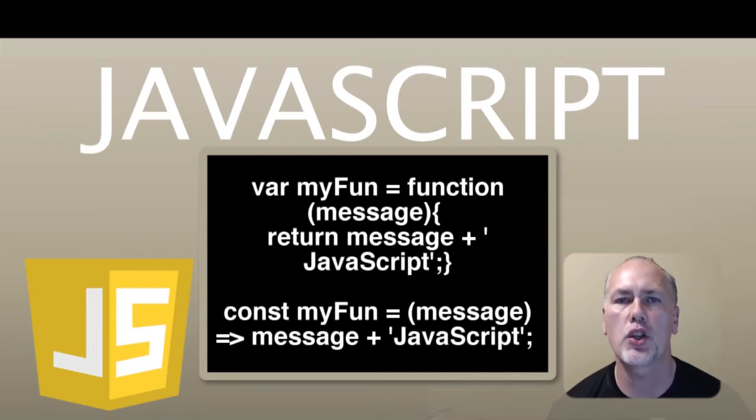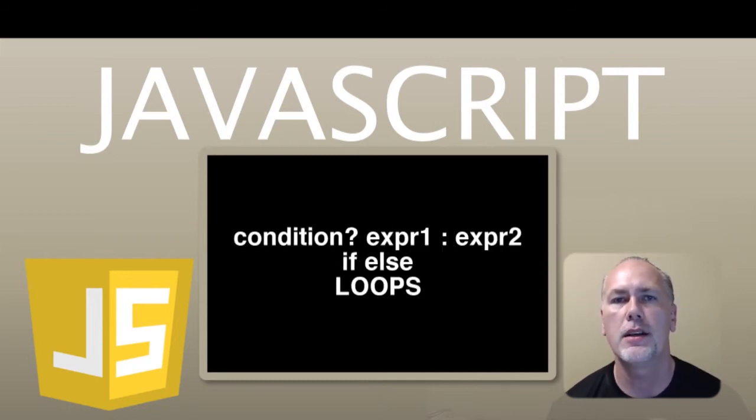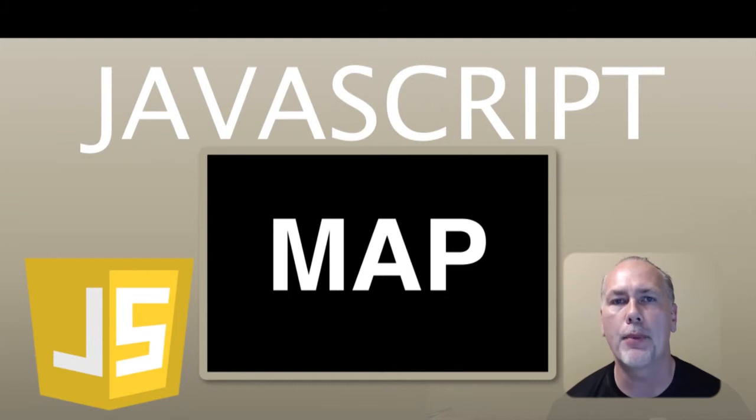And then of course, conditional operators and comparisons, ternary operators, if-else conditions, loops. And then we're going to look at map. So map is relatively new in JavaScript and it provides a lot of power, again, within JavaScript and handling data. There's also map where you can set and get values.